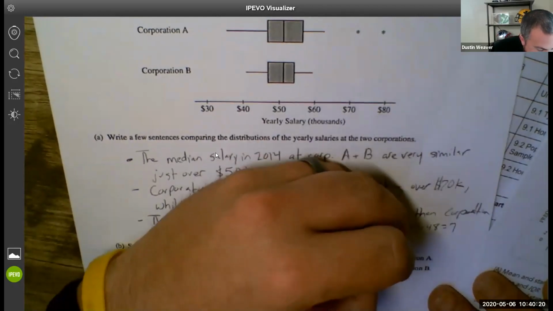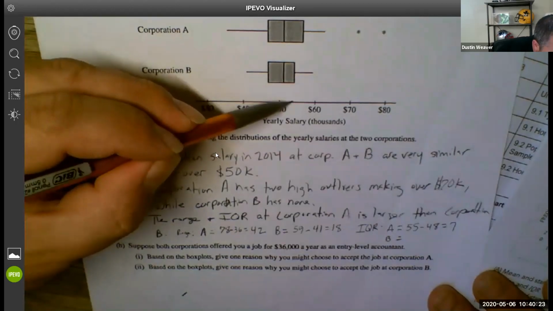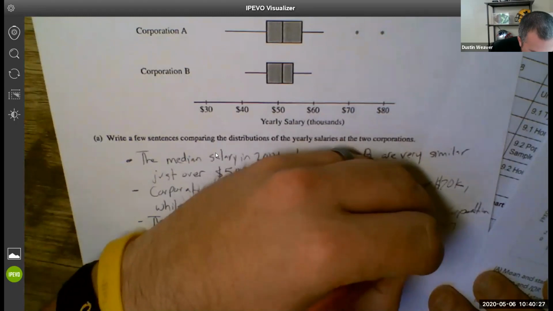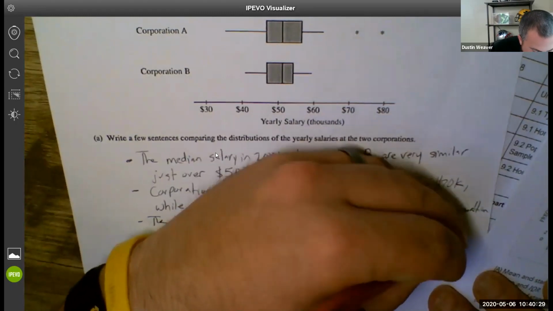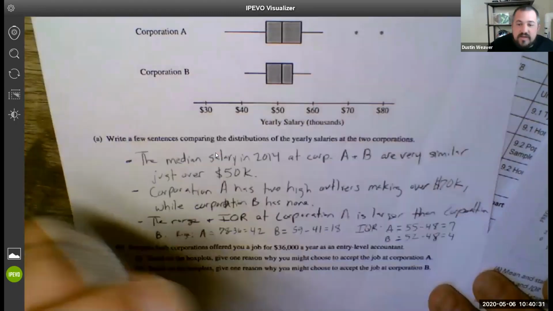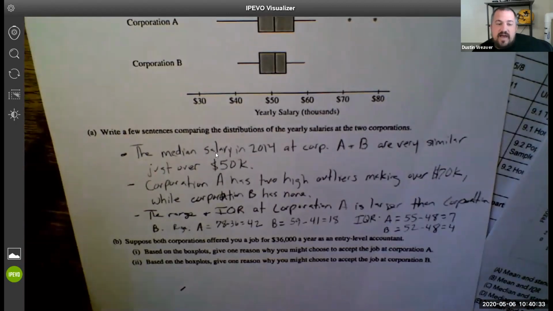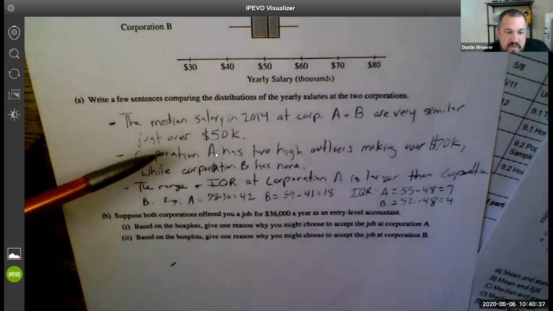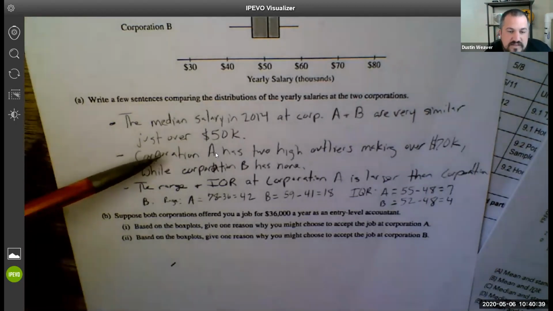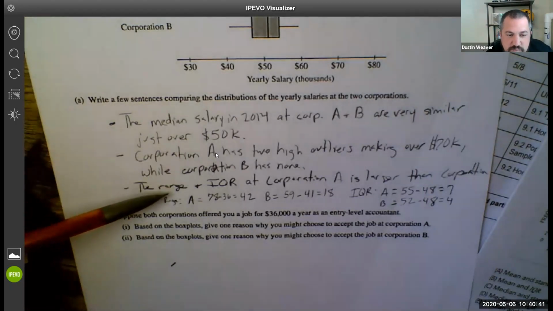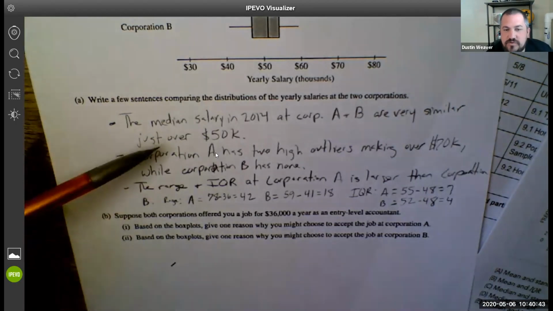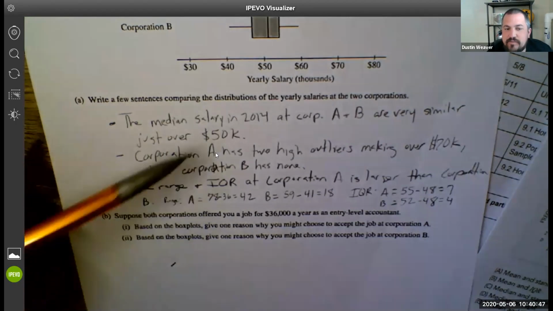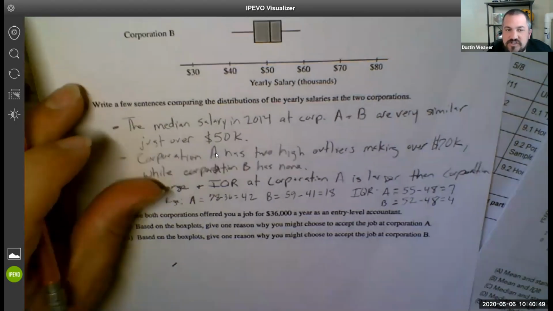And in B, the IQR is from about 52 to 48, maybe. Okay, so if you notice, I've talked about the center, I have talked about the outliers, I have talked about the spread, I have also talked about the context of the problem. Corporations, just saying the money, salary, corporations.